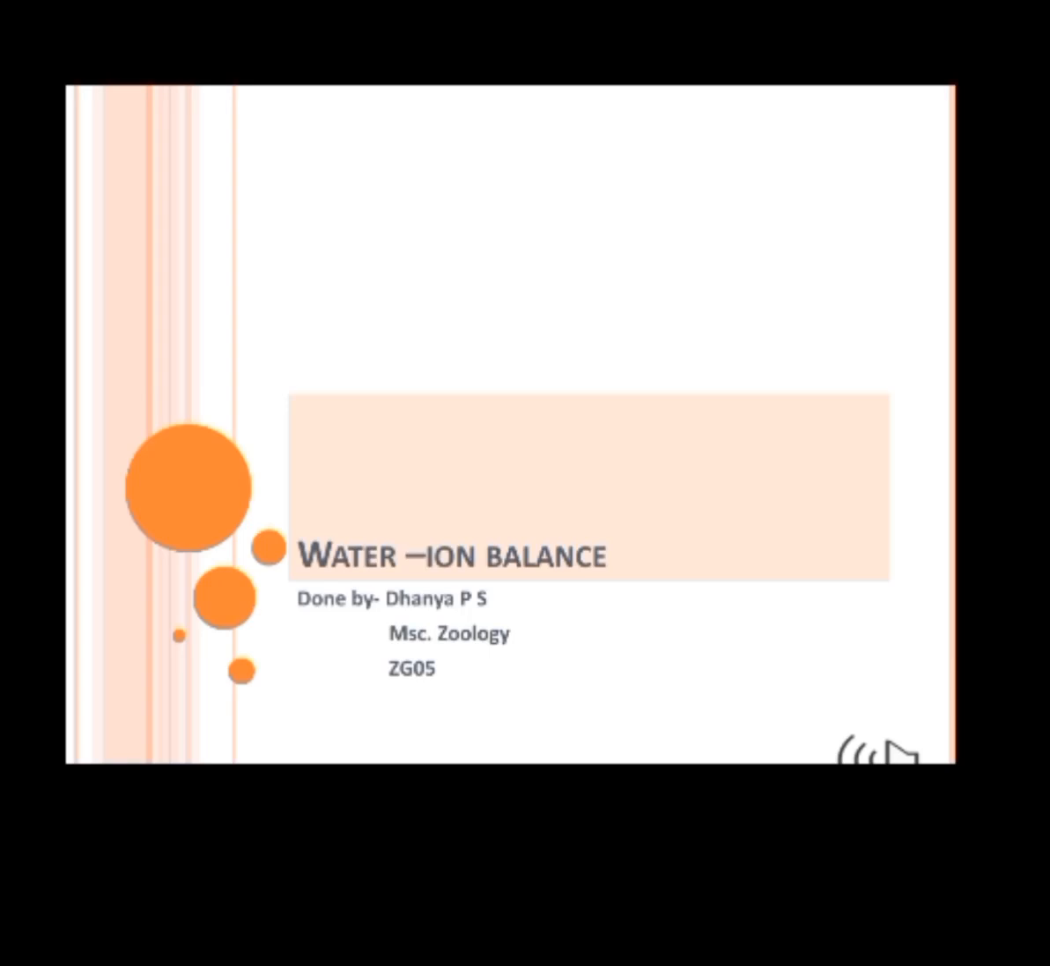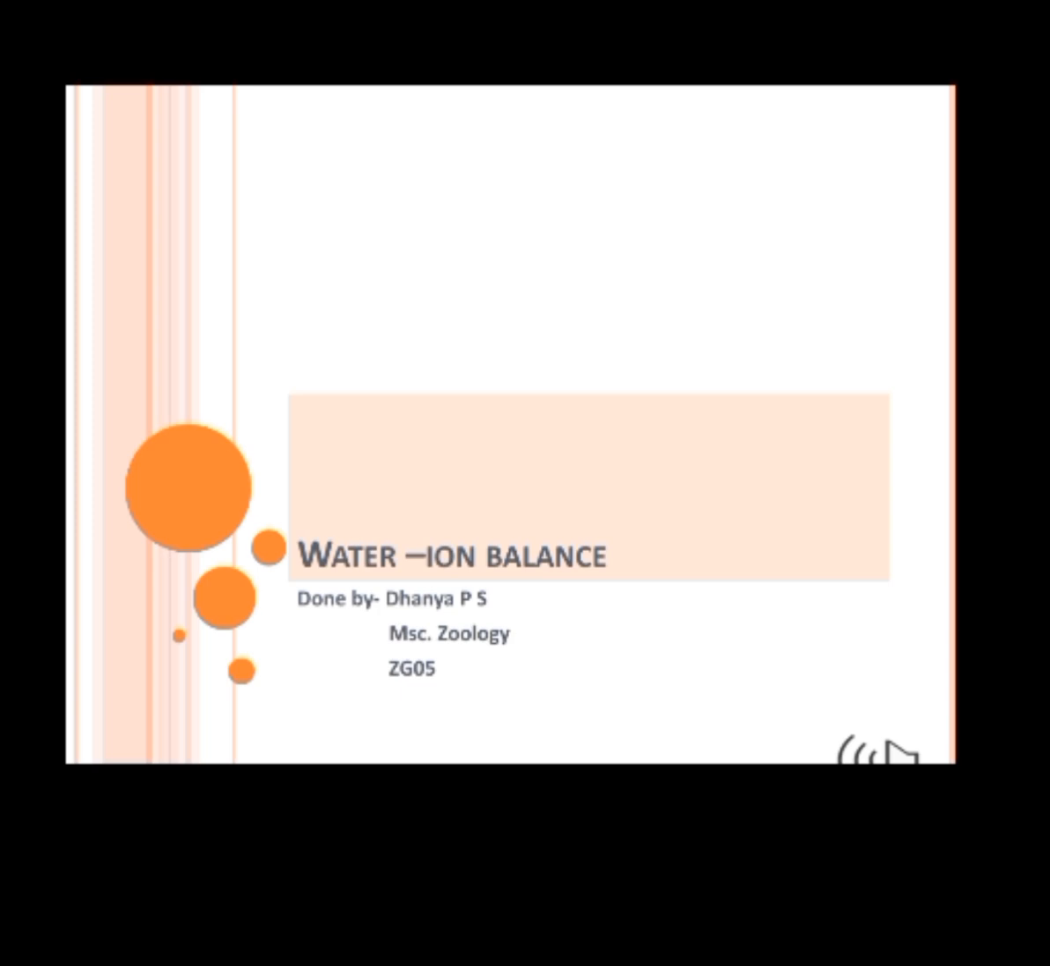Hi everyone. So today we are going to deal with water and ion balance in insects. Insects live in a variety of environments, from freshwater to deserts, and they must maintain an osmotic balance to survive. This involves the regulation of water content and ions in their body fluids.